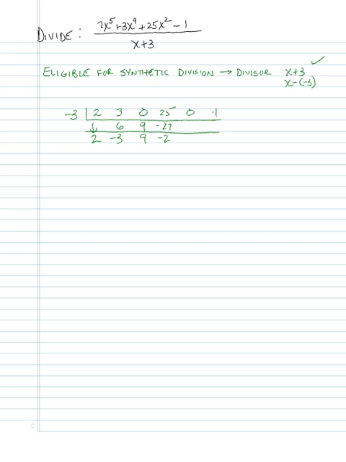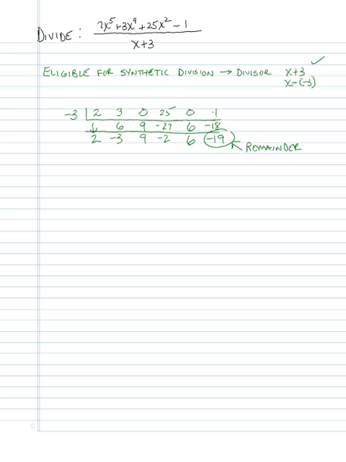We take the -3, multiply with -2, we get a +6, put it in that middle row in the next column. We add the 0 and the 6, and we get a 6. -3 times 6 is -18. We add the -1 and the -18, and we get a -19. Okay, so here is the remainder.